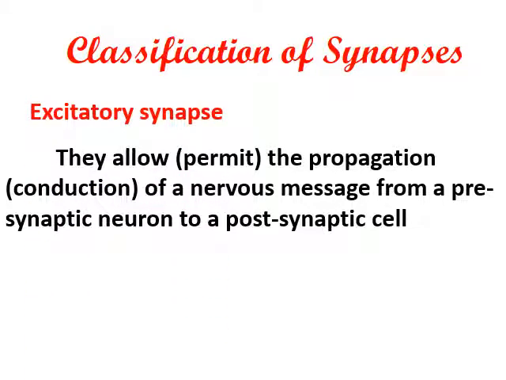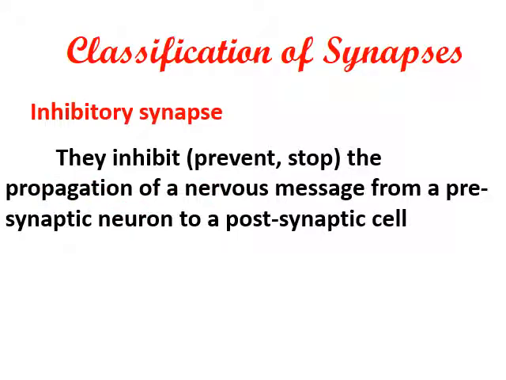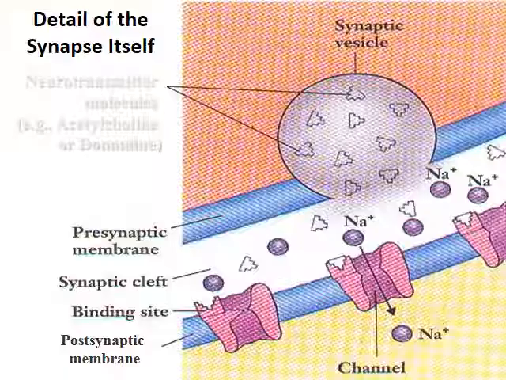Excitatory synapses. What is the function of the excitatory synapses? They allow or permit the propagation of the nervous message from a presynaptic neuron toward the postsynaptic cell. That's why they are called excitatory. While the opposite is true here: the inhibitory synapses inhibit, prevent, stop, or block the propagation of a nervous message from a presynaptic neuron toward a postsynaptic cell.